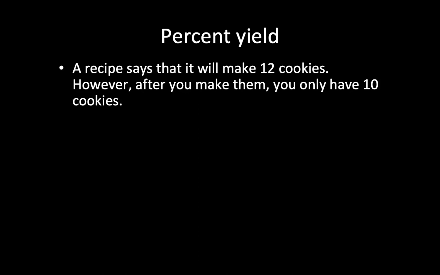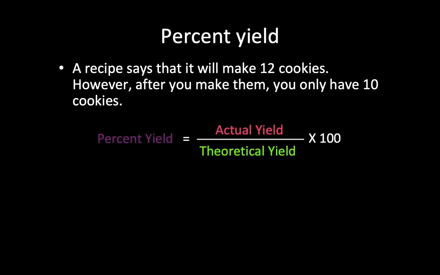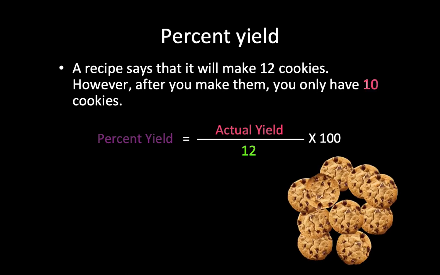A recipe says that it will make 12 cookies. However, after you make them, you only have 10 cookies. We want to know then what our percent yield will be from this recipe. Again, we have our actual divided by theoretical. Our example problem says that we expect to make 12 cookies. That then is our theoretical yield. It is what we assume we will get when we do this. Then it says after you make them, like saying after you've done the experiment, you only have 10 cookies. Because you have 10 cookies, that becomes our actual yield.